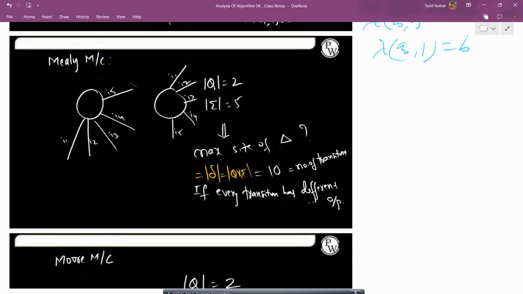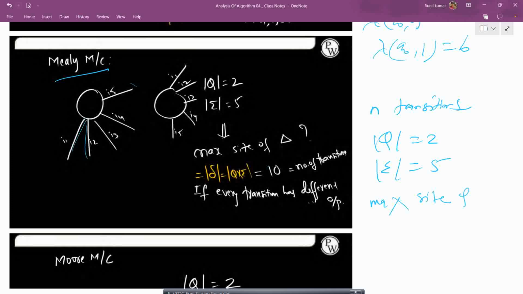So in Mealy machine, we have I1, I2, ... In transitions. The number of states is Q equal to 2 and the number of input alphabet is 5. Let's see, for example, the max size of input alphabet would be 5, always.